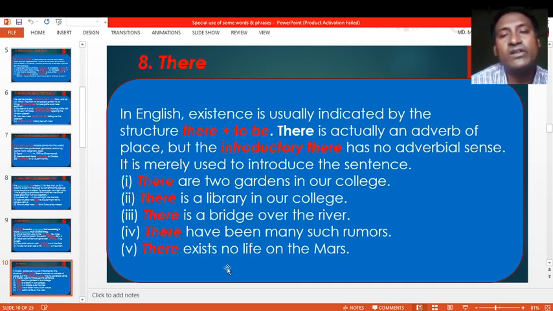There are two gardens in our college. So in our college there are two gardens, where the meaning of there is not mentioned here. Here there is used to introduce the sentence. Another example, there is a library in our college. There is a bridge over the river. There have been many such rumors. There exists no life on the Mars. So these are the examples. These will cover for you to understand introductory there.